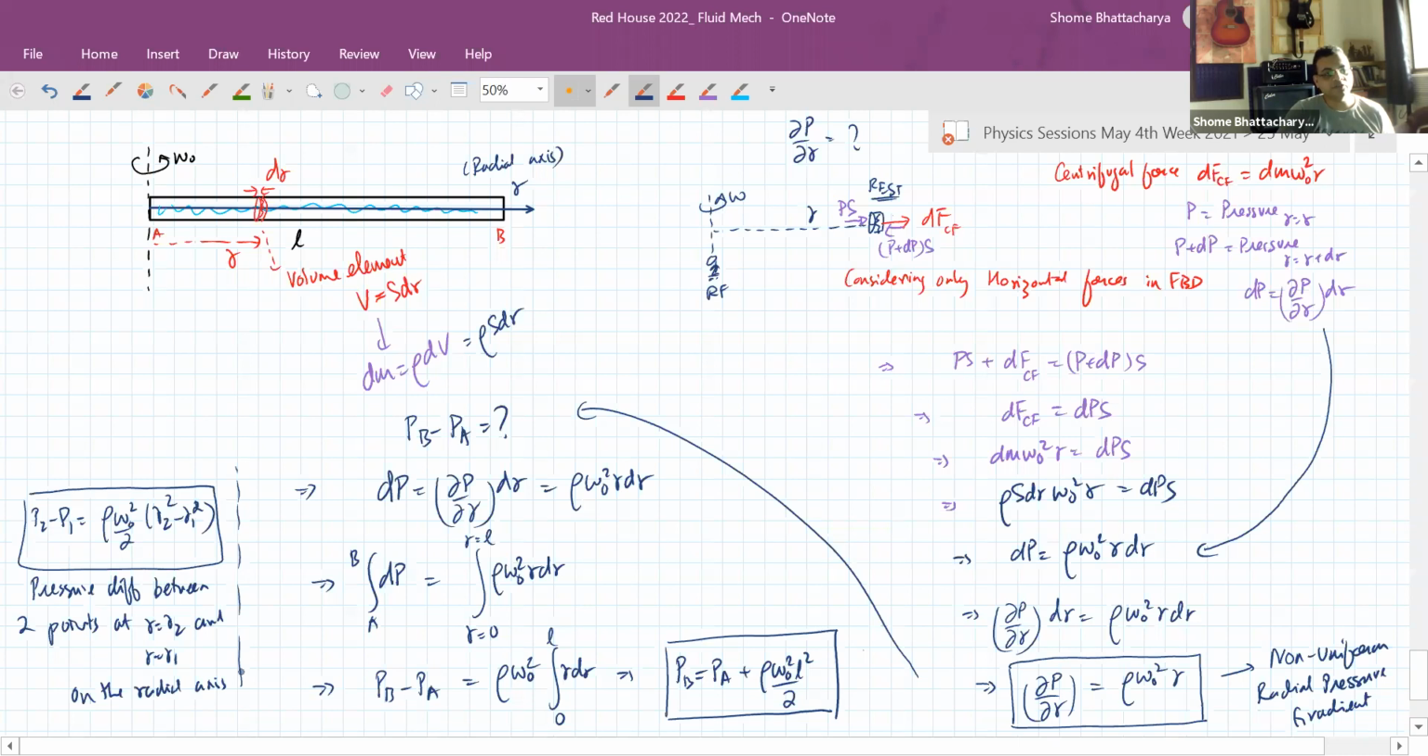So in the rotating frame, of course, remember the radial axis is a fixed axis for you. In the ground frame, you will see that the radial axis itself is rotating at omega.